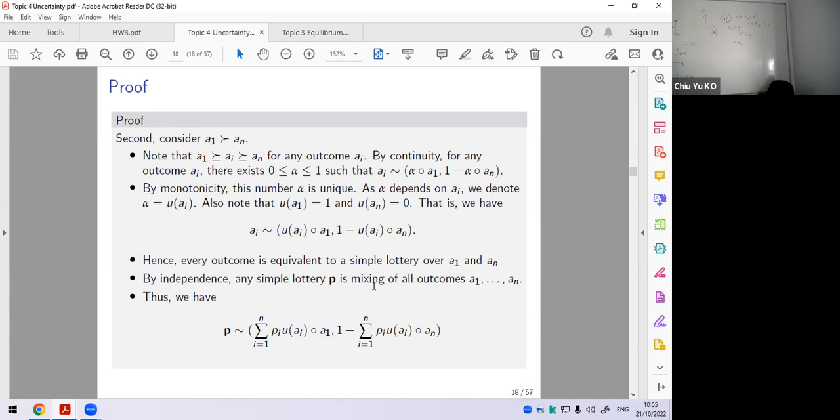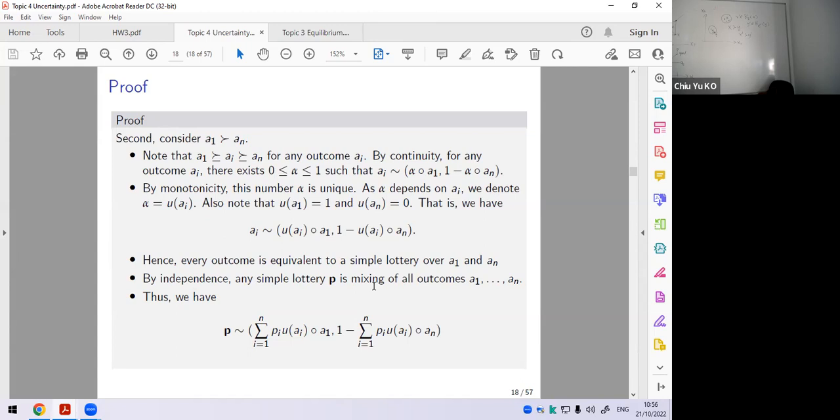So that means that every outcome can boil down to a lottery over 2 outcomes. What you're going to do is a simple lottery. By definition, it's a probability over A1 up to AN, that is P1, P2, up to PN.